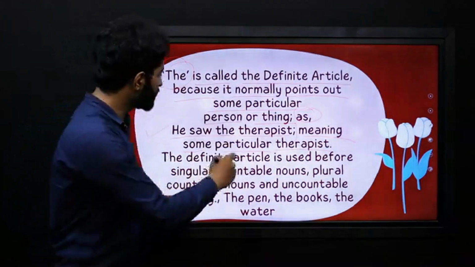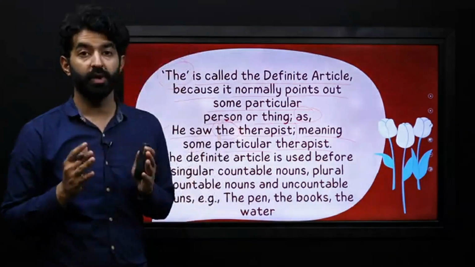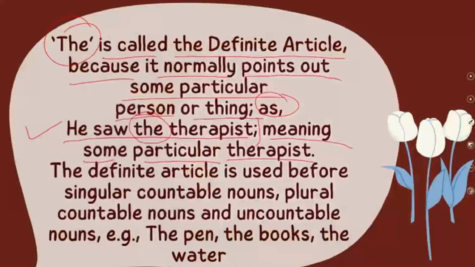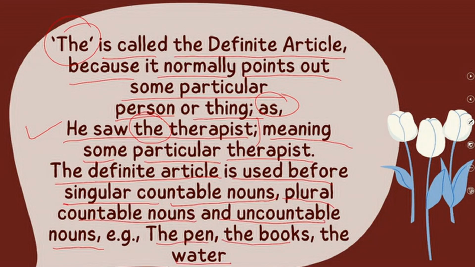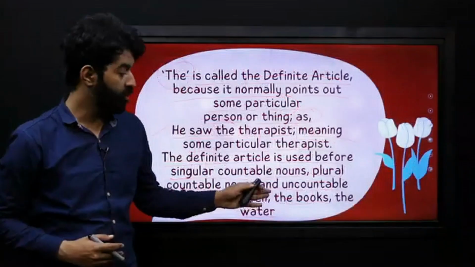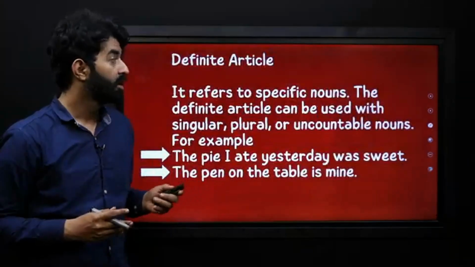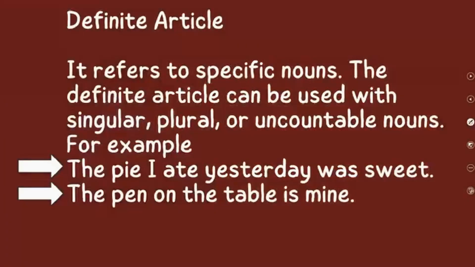So whenever you see this article here, you can assume that it's about a specific person or a thing. Now the definite article is used before singular countable nouns, plural countable nouns and uncountable nouns. For example, the pen, the books, the water. You can see that it's used with a singular, a plural and also an uncountable noun. So a definite article refers to specific nouns. The definite article can be used with singular, plural or uncountable nouns.